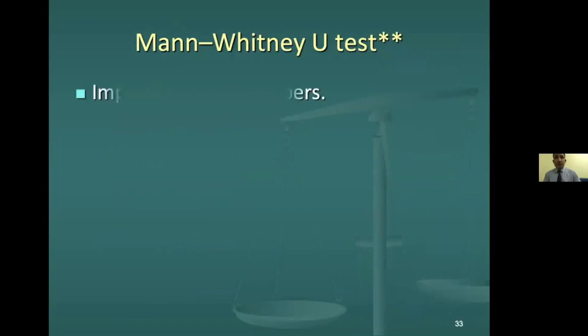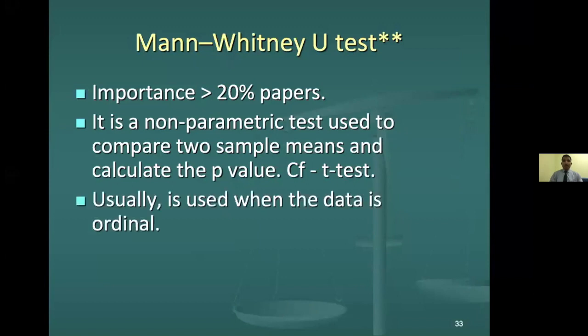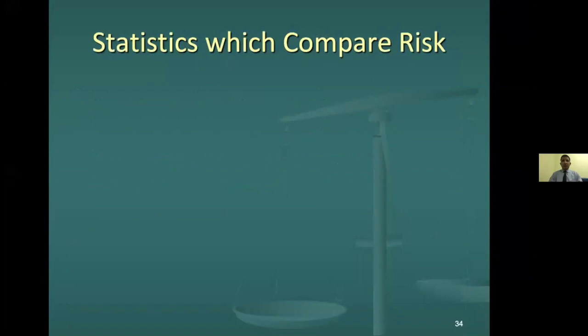Now let's go to the Mann-Whitney U test. It is fairly commonly used, but not as common as chi-square or Student's t-test. It is a non-parametric test used to compare two sample means and calculate the p-value. This is the equivalent of the t-test for parametric data. So the use is exactly the same, but if your data is non-parametric, we use the Mann-Whitney test. It is used when the data is ordinal, for example 1, 2, 3, 4, 5, like the Glasgow Outcome Scale or the modified Rankin scale.